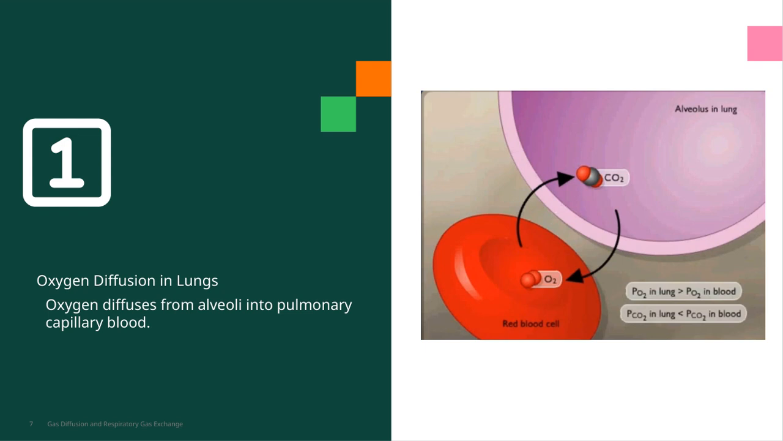This diffusion is crucial because it allows oxygen to enter our bloodstream, where it binds to hemoglobin and is then transported to tissues throughout the body. Understanding this diffusion process helps us appreciate how efficiently our lungs are able to oxygenate our blood, supporting the overall theme of respiratory gas exchange.